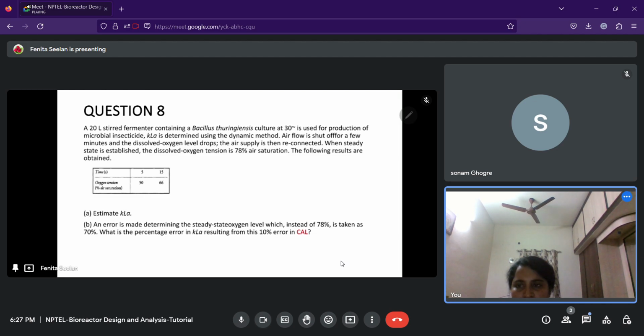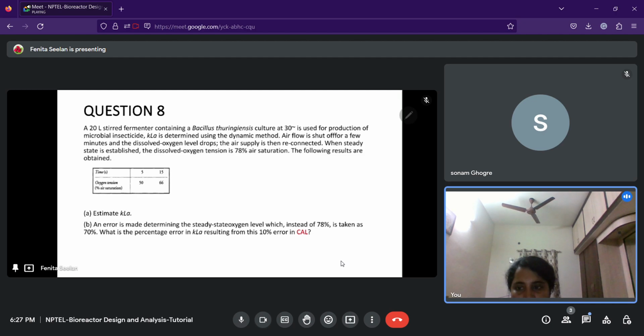A 20-liter stirred fermenter containing a Bacillus thuringiensis culture at 30 degrees Celsius is used for the production of microbial insecticide, and the KLA is determined using the dynamic method. The airflow is shut off for a few minutes, and the dissolved oxygen level drops. The air supply is then reconnected. When the steady state is established, the dissolved oxygen tension is 78% air saturation. The following results are obtained, and the results are given in this table.